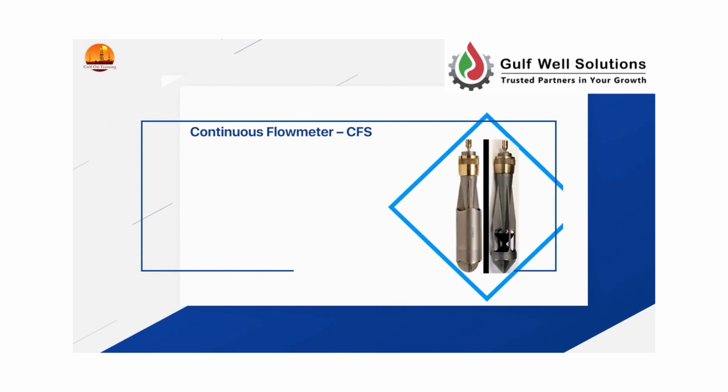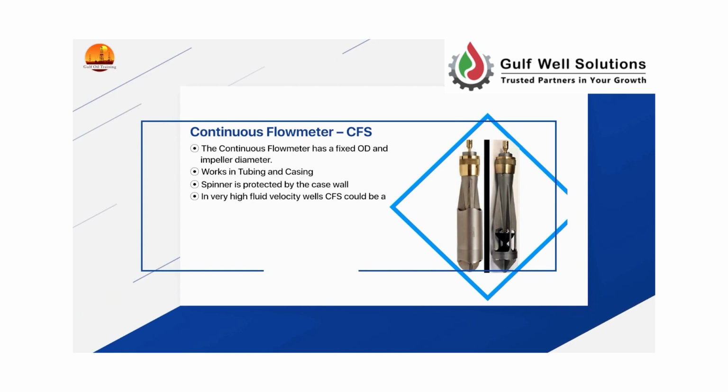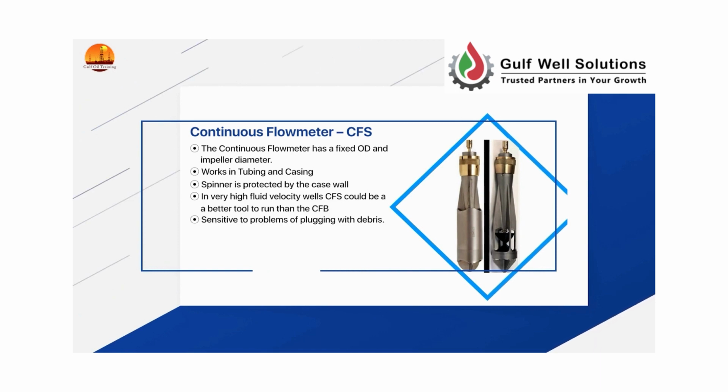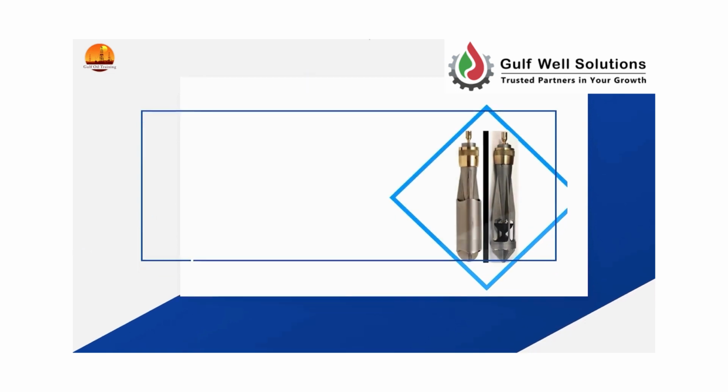Continuous flowmeter, CFS. The continuous flowmeter has a fixed OD and impeller diameter. Works in tubing and casing. The spinner is protected by the case wall. In very high fluid velocity wells, CFS could be a better tool to run than the CFB. It is sensitive to problems of plugging with debris. If there is debris in the wellbore, a CFS with 3 side windows in the impeller housing is recommended to allow debris to escape. Sizes: 1 3/8, 1 1/2, 1 11/16, 2 1/8, 3 1/8.